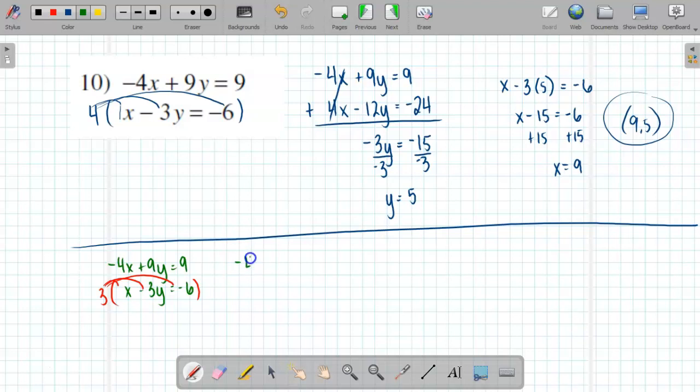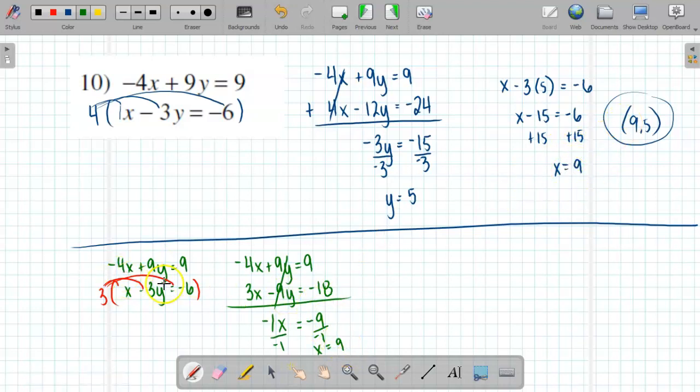I would have negative 4x plus 9y equals 9. Top equation stays the same. But in the bottom, I would have 3x minus 9y equals negative 18. And you can see now that my y's would cancel out. So I could cancel those. So I would be left with negative 1x equals negative 9. So if I divide by negative 1, I would get x equals positive 9. Notice that's the answer I got up here.